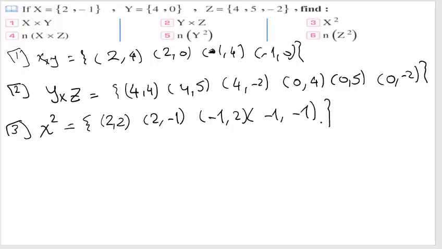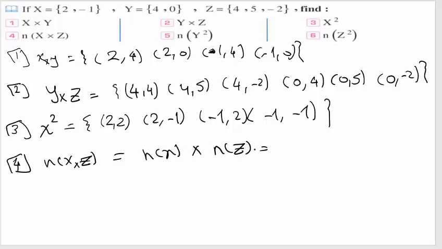Number 4, he is just asking me about the number of elements of x product z, which is number of elements of x multiplied by number of elements of z. The x has only 2 elements, z has only 3 elements, 2 multiplied by 3, which is equal to 6. He didn't ask me to find these 6 ordered pairs.